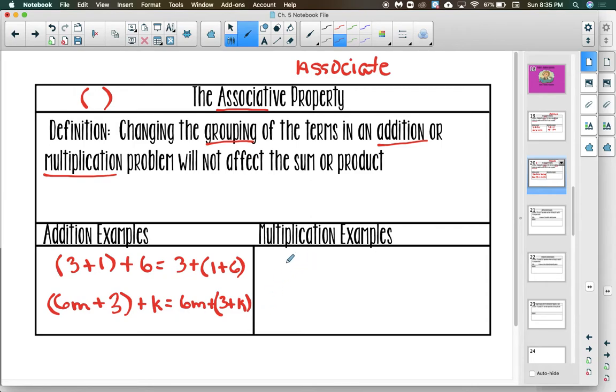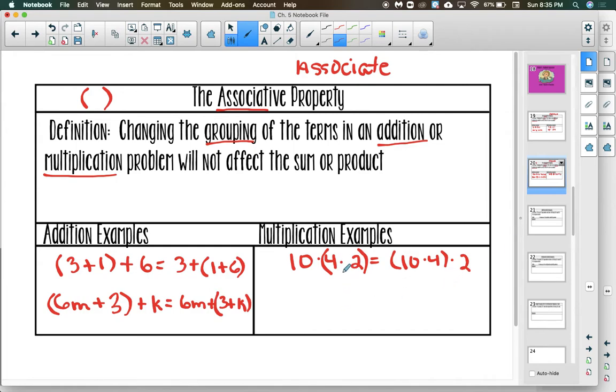Multiplicative example, or multiplication example, 10 times 4 times 2, and this time we'll start with the 4 and the 2 in parentheses. So 10 times the quantity of 4 times 2. If we want to, we can change our grouping so that the 10 and the 4 are grouped together, and then we multiply by 2.